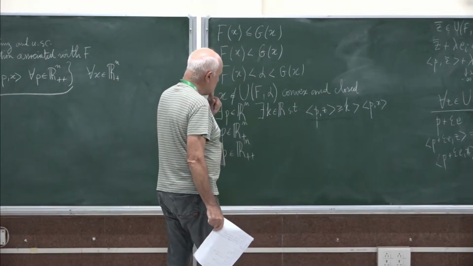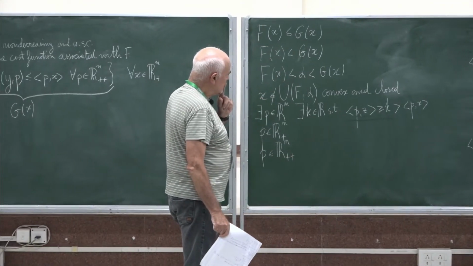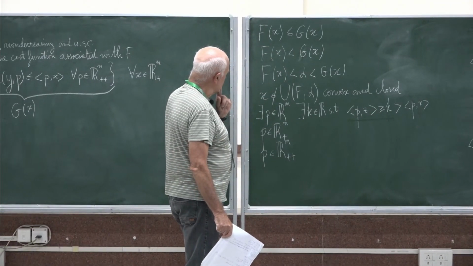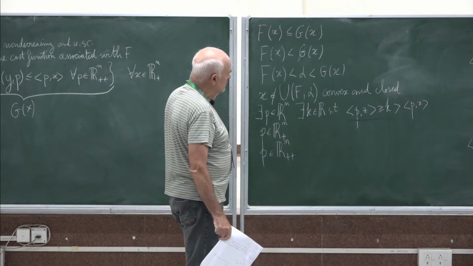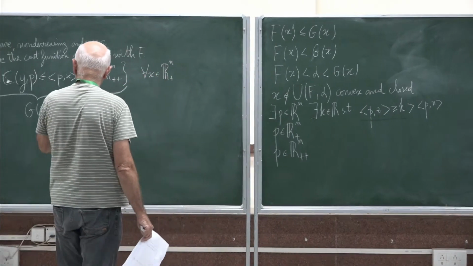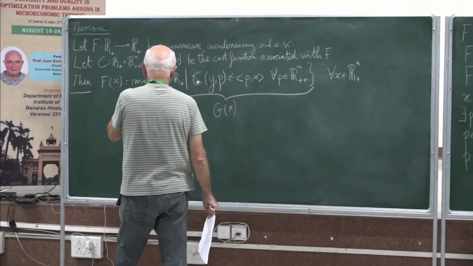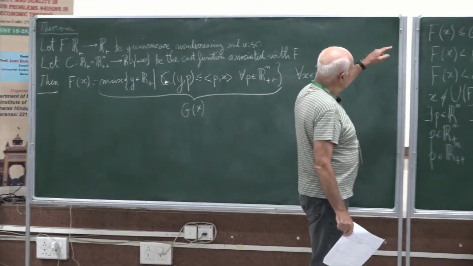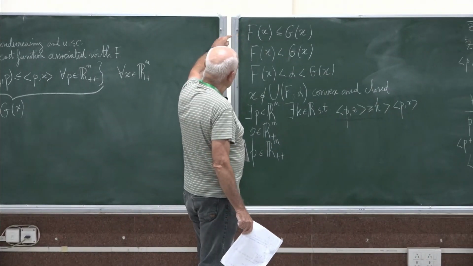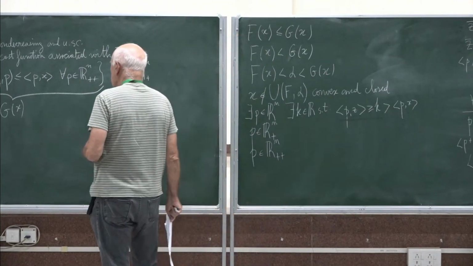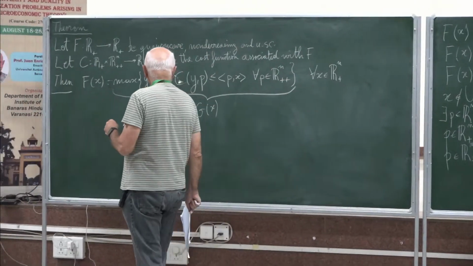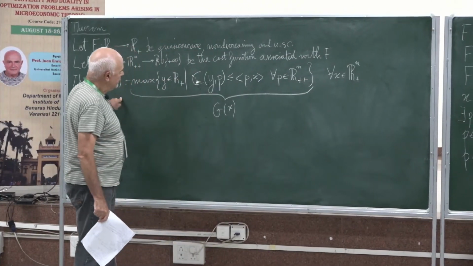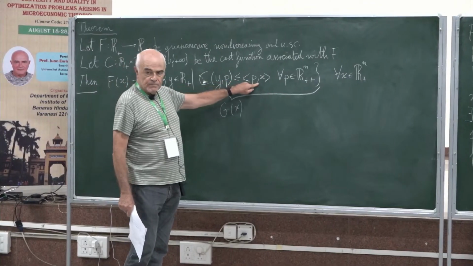What happens in this case? If x is equal to 0, everything should be simpler. We are trying to prove equality here. If x is equal to 0, here we get 0.